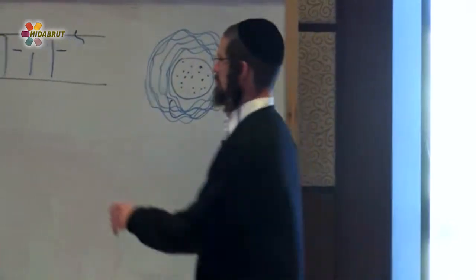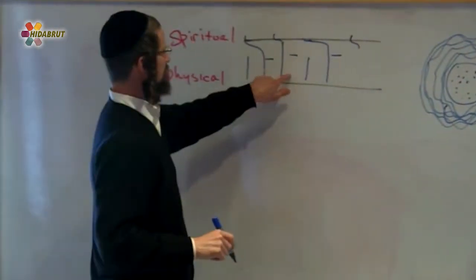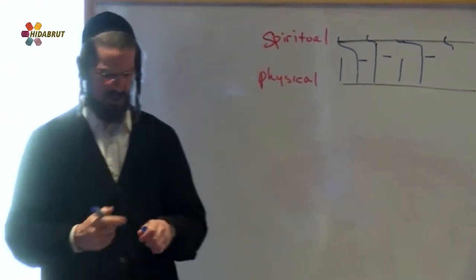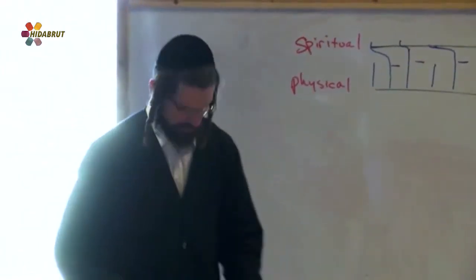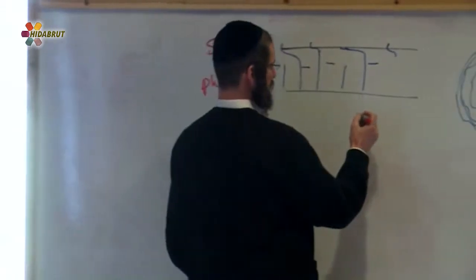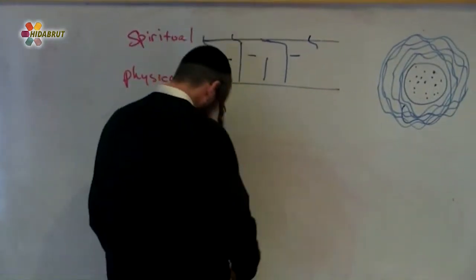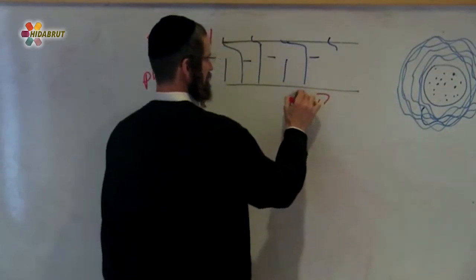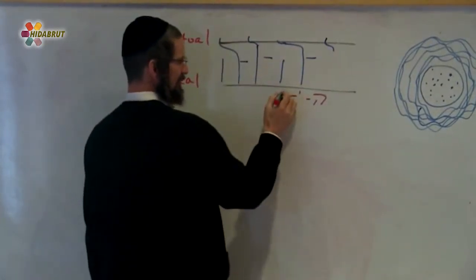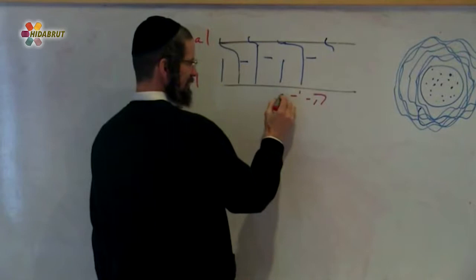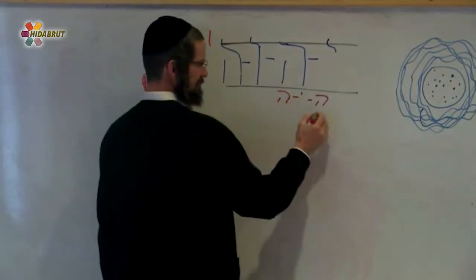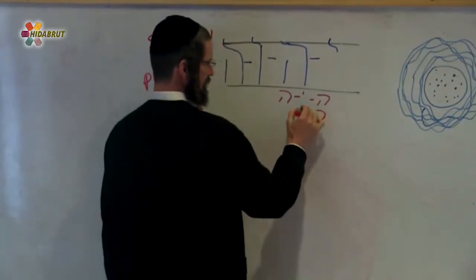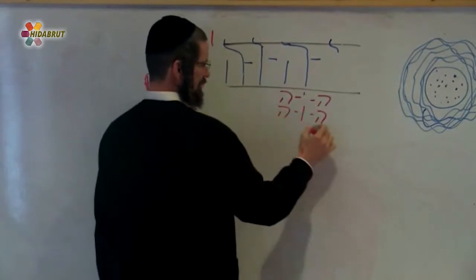Now you'll notice that this name, Yud and Hey and Vav and Hey, is the makeup of the letters Haya, Hoveh, and Yihiyeh. I'm putting these lines, by the way, just so we can erase them, because a lot of God's names are here. You're not allowed to erase God's name.